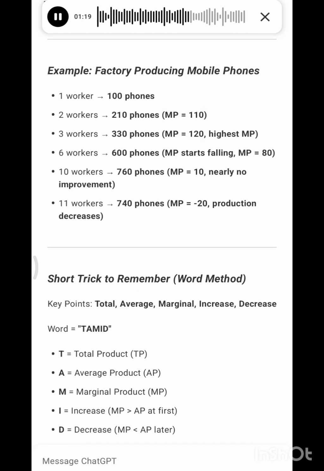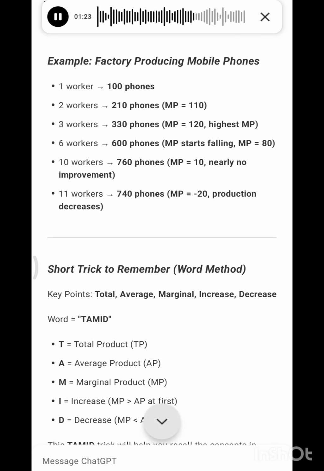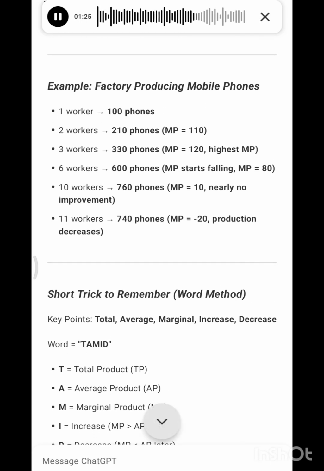Example: factory producing mobile phones. 1 worker, 100 phones. 2 workers, 210 phones, MP equals 110. 3 workers, 330 phones, MP 120, highest MP. 6 workers, 600 phones, MP starts falling, MP equals 80. 10 workers, 760 phones, MP equals 10, nearly no improvement. 11 workers, 740 phones, MP equals minus 20, production decreases.